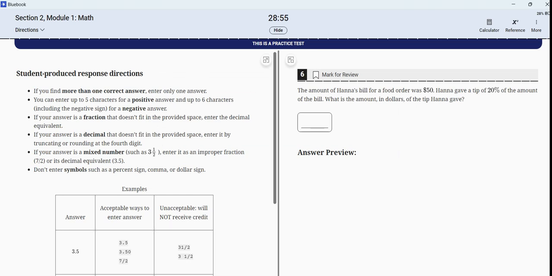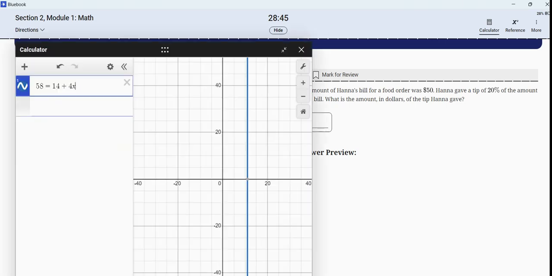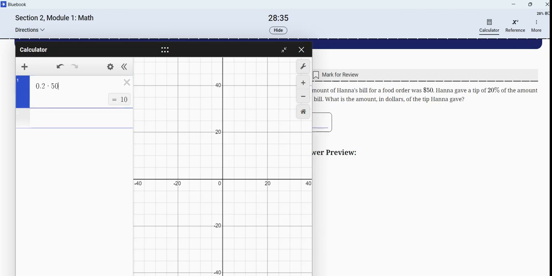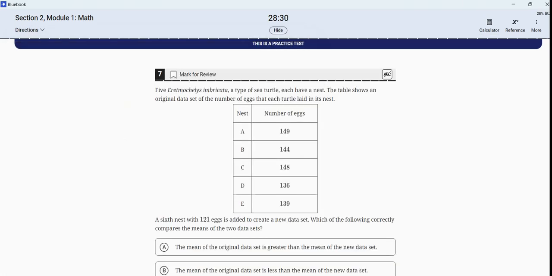The amount of Hannah's bill for a food order was $50. Hannah gave a tip of 20% of the amount of the bill. What is the amount in dollars of the tip Hannah gave? So this is just 20%, which can be represented in decimal form like this, times 50, and that would be $10. On to the next question.